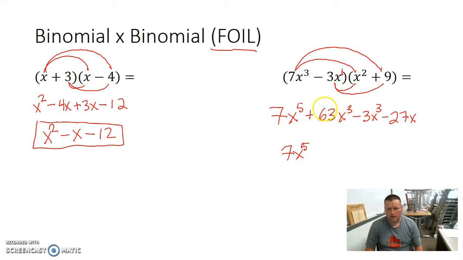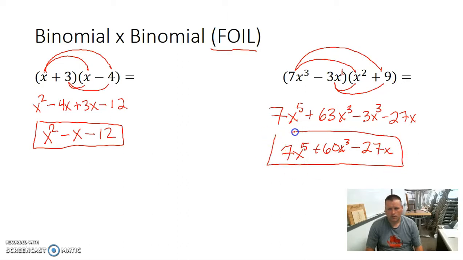So I've got 63 minus 3, which gives me positive 60. And I leave my x to the third. Don't change that. And then negative 27x, there are no like terms with that. So I just rewrite that down here as negative 27x. And that's it for binomial times binomial.